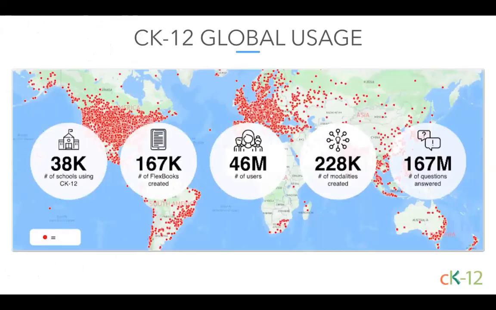And to give you an idea of this global usage, here are some numbers that have probably gone up since this slide was made, but we have about 38,000 schools that we know of who are using CK12. There are over 167,000 FlexBooks on our site. So that's what I'm excited to show you today, is how to use CK12 books, and then how to find some of these other books that users around the globe have created. Over 46 million users, 228,000 modalities. And I also like this one. There's been 167 million questions answered on our system, which that's a lot of questions that we're asking and students are answering. All very exciting.